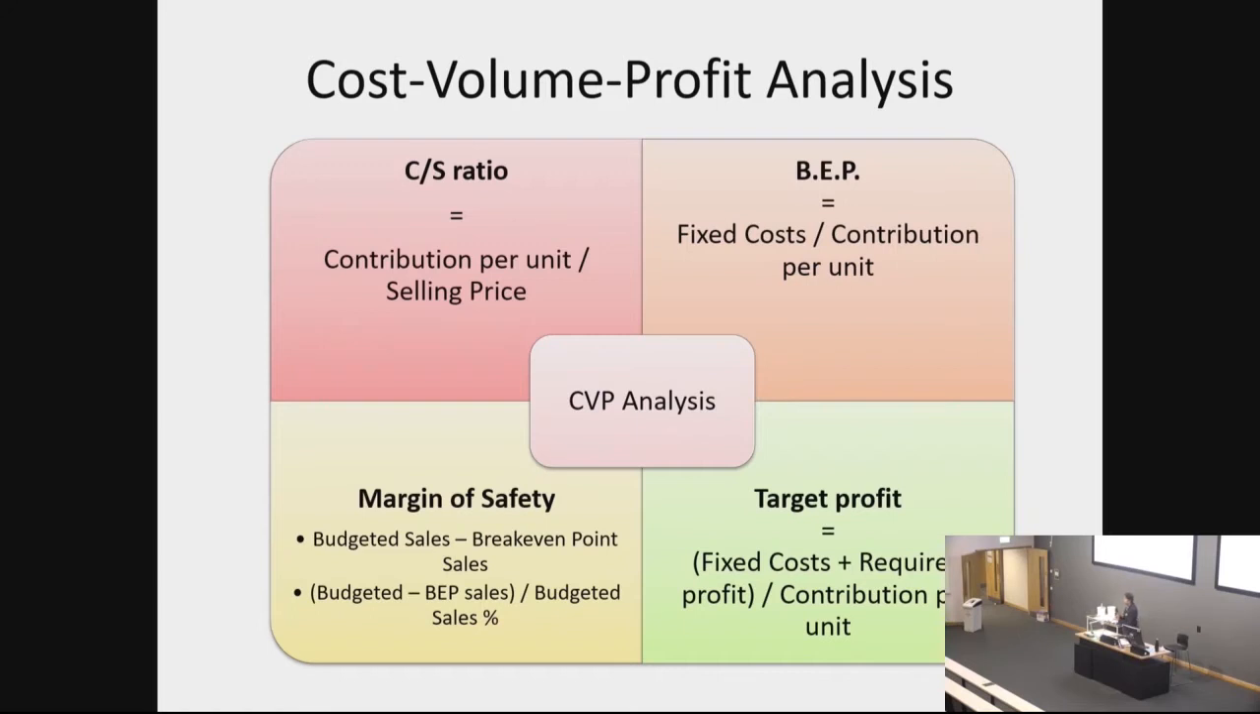Normally, margin of safety is set in a percentage. If your break-even point is 1,000 units and your target sales are 1,500, then your margin of safety is 50%. So the formula given is budgeted sales minus break-even point. This will be in sales terms, value terms, and as a percentage, you have budgeted sales minus break-even sales divided by budgeted sales, and it will give you a percentage margin of safety.